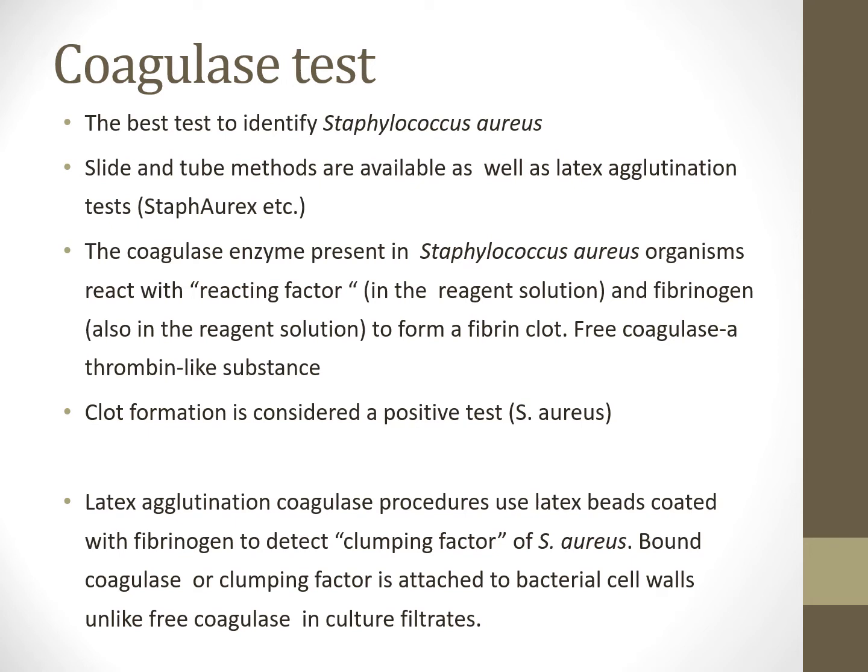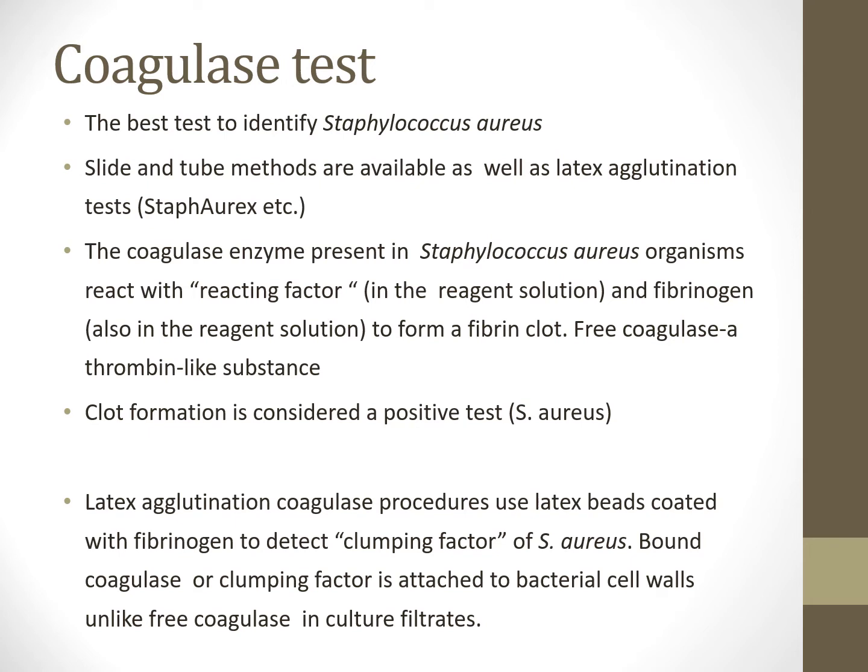This is the coagulase test, and it's the best way to identify the most prominent Staphylococcus pathogen, which is Staphylococcus aureus. Okay, there are two methods available, a slide method and a tube method. I prefer the tube method, but some of you might prefer the slide method, and we'll do both. Basically, we have the coagulase enzyme present in Staphylococcus aureus that reacts with coagulase reacting factor and fibrinogen, and it forms a fibrin clot. Clot formation is considered a positive test.